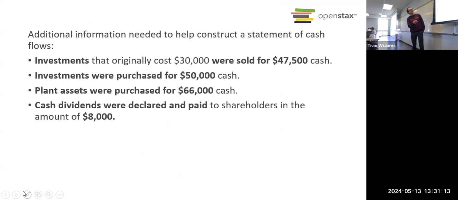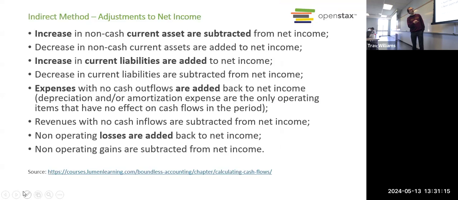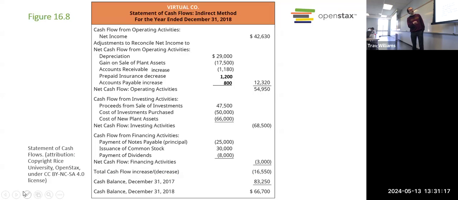And then it shows some more here, 66,000 of plant assets were purchased with cash. So that's there as well. So in the investing section, we had this much cash coming in from the sale of investments. And these two were cash going out from buying investments. And the net impact, if we add all three of those together, is $68,500 of cash going out.